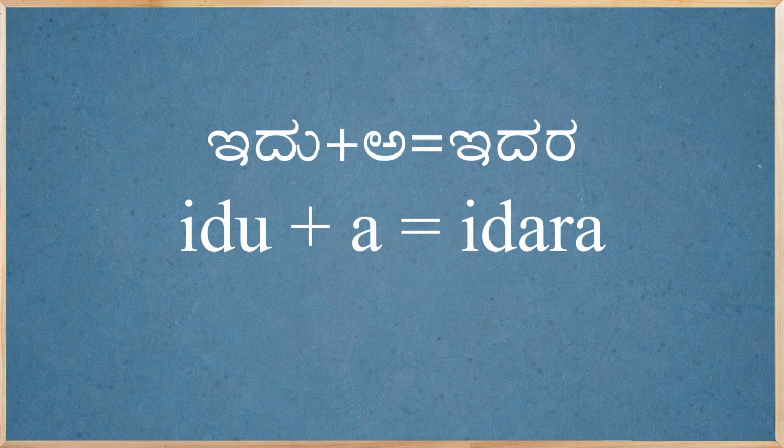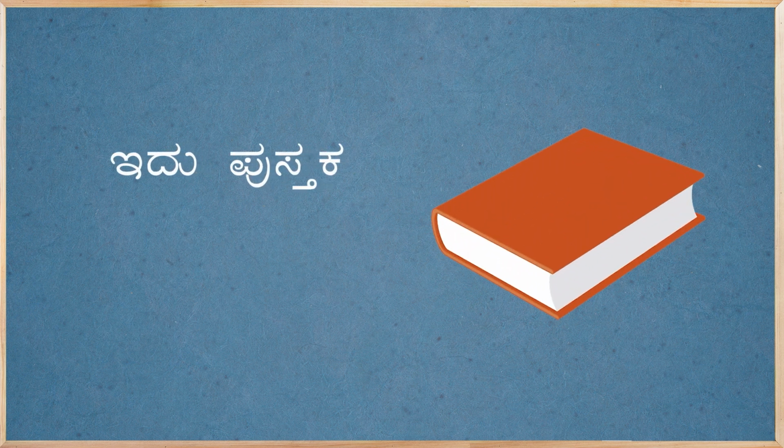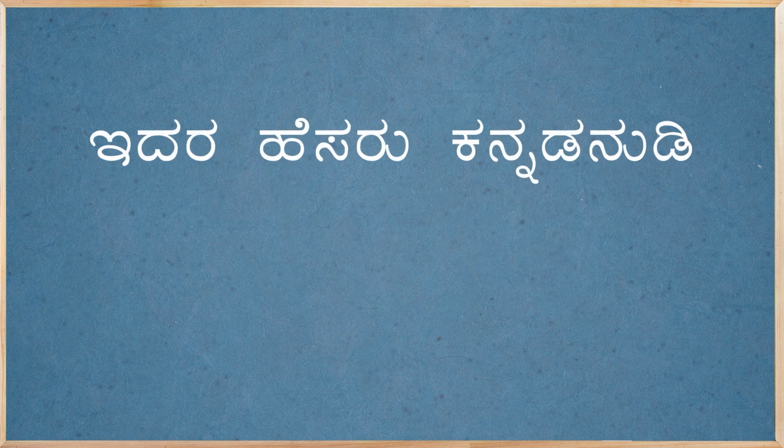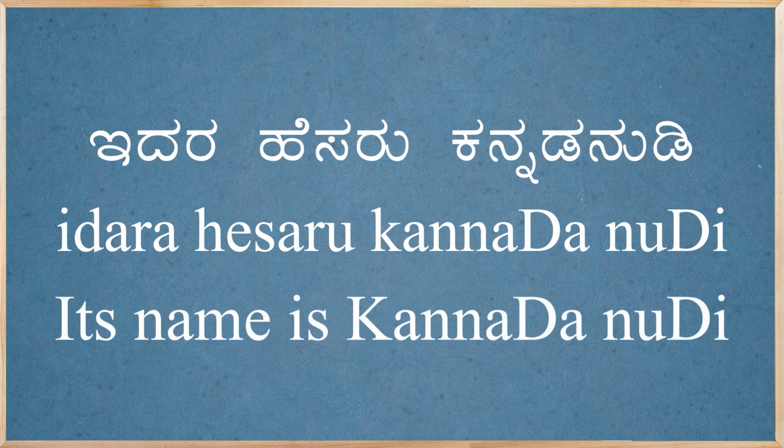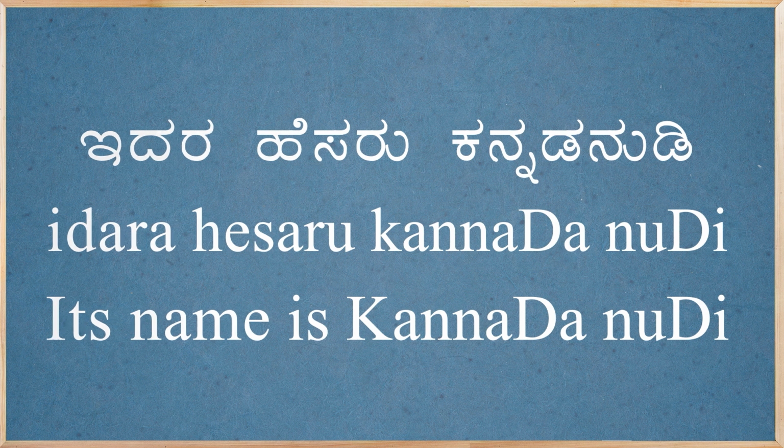Idu plus a becomes idara. Idara, which means its. Similarly, when we add a to idu, we get idara, meaning its. For example, idu pustaka. This is a book. Will become idara hesaru kannada nudi. Its name is kannada nudi. Here, idara refers to possession of the name of the book. Book's name is kannada nudi.